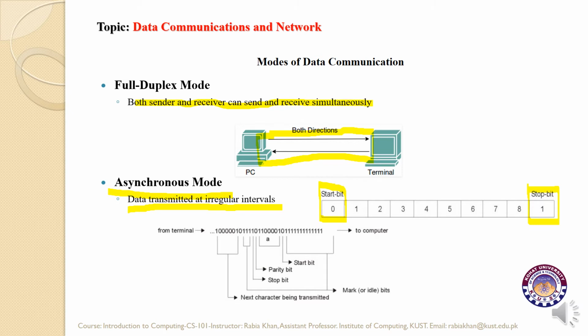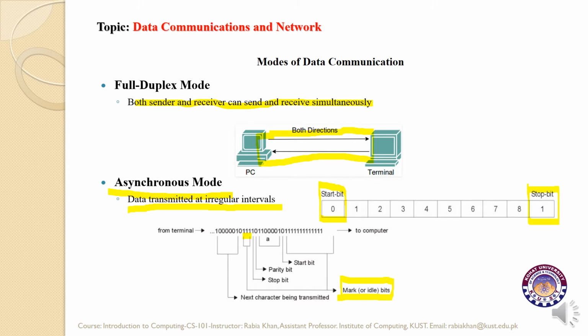When a gap appears between the character transmissions, the asynchronous line is said to be in a mark state. So here you can see in the diagram, when there is a gap between the transmissions, the line is said to be in a mark state, which is also known as idle state. Generally, a sequence of ones is sent. That means there is no transmission or there is a gap between the transmissions. So consecutive ones show the idle state or the mark state.